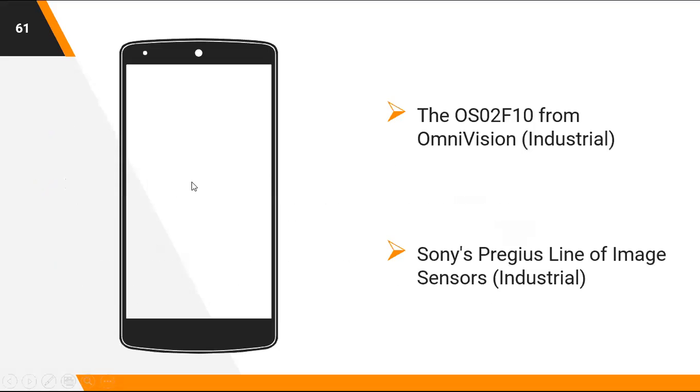For some of the images I didn't get a clear picture, so I have placed them in the second app, so don't worry. The most frequently used one is the OS02F10 series from Omnivision. This image is not very clear, so I have not put it here. The second one is Sony's sensor, the previous line of image sensors, which is used for industrial purposes.